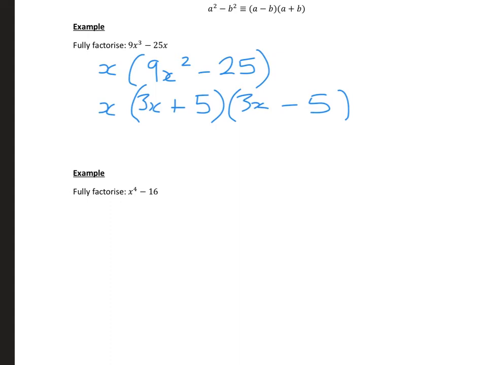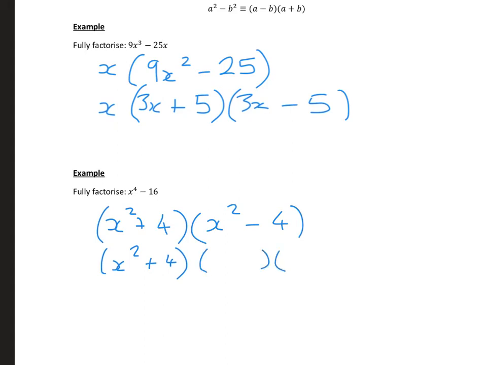Same for the next one. x to the power 4, that's a square number. And 16 is a square number, so I can have two brackets. I need a plus and a minus. Well, to get 16, I need a 4. To get x to the power 4, I'm going to need an x squared. x squared plus 4 can't be factorized. But x squared minus 4, again, that's another example of difference of two squares. To get a 4, I need a 2. And to get an x squared, I need an x. So I've fully factorized it into 3 factors.